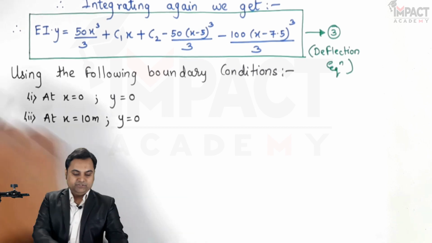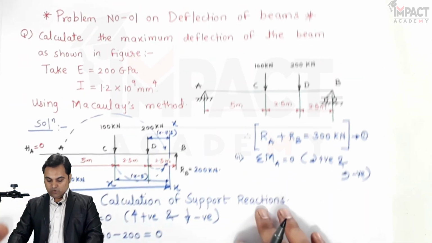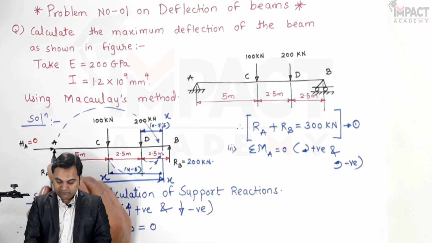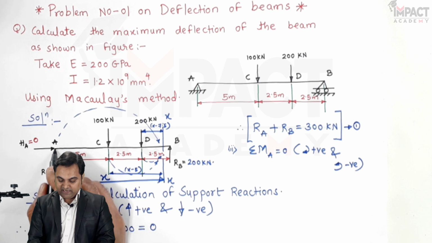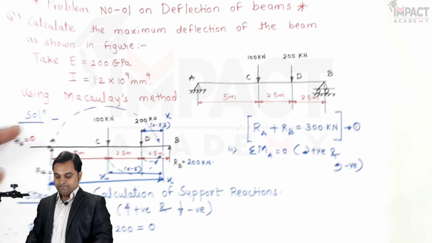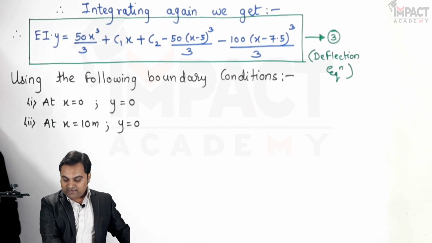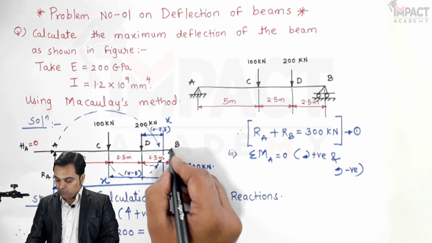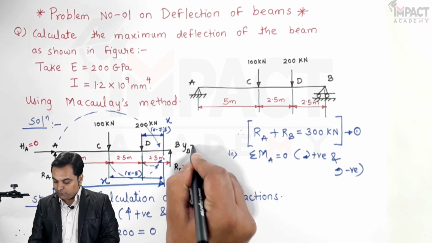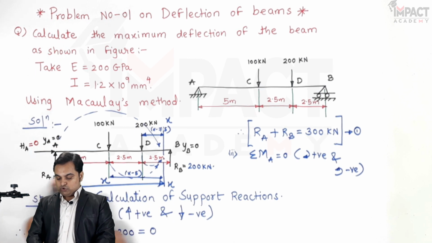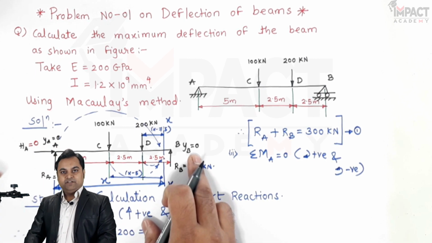Now what are these boundary conditions? When x is equal to 0, because we are measuring x from the left hand side, so here when the distance x is 0, deflection at this point A is 0 because it is supported. So the first boundary condition is at x is equal to 0, y is equal to 0. Next, the second boundary condition, when x is total, that is 10 meters, again y at this location, that is at point B, is 0 because again it is supported, like at A it was supported. So at x is equal to 10 meter, y is equal to 0.